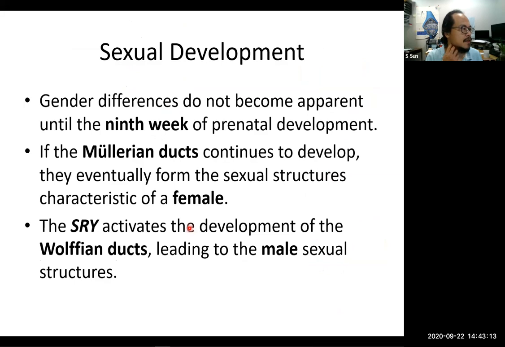Okay, that's that. So the timing of the sex development is about 5 to 9 weeks after the fertilization. With the SRY, the Wolffian ducts will develop into the male sex structure. Without SRY, the Mullerian ducts will develop into the female sex structure.